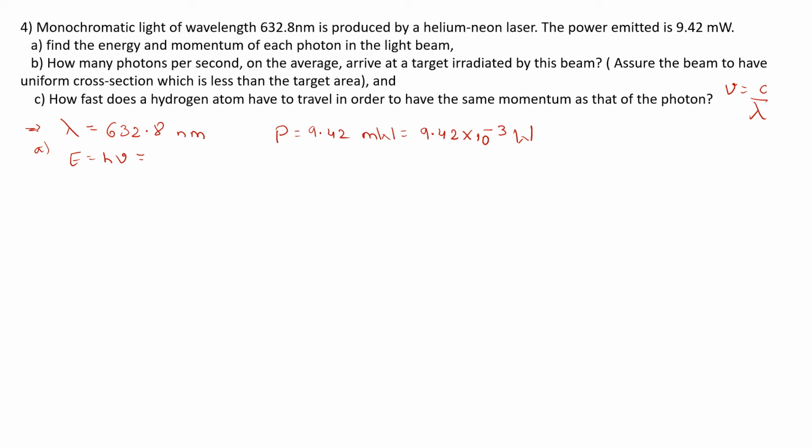So I'll write here h into c divided by lambda. h is what? 6.63 into 10 raised to minus 34. c is 3 into 10 raised to 8, divided by the wavelength in nanometers, 632.8 into 10 raised to minus 9. If you calculate this, you get 3.14 into 10 raised to minus 19 joules. You will get this answer. What is this? This is energy.